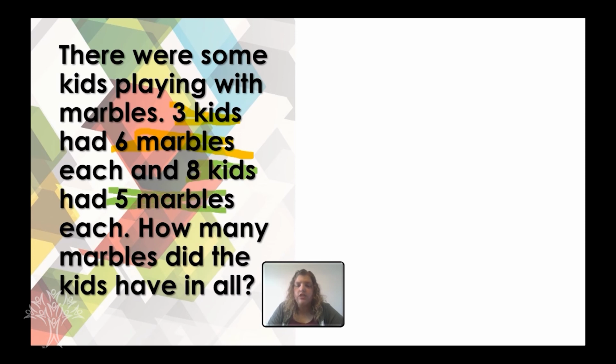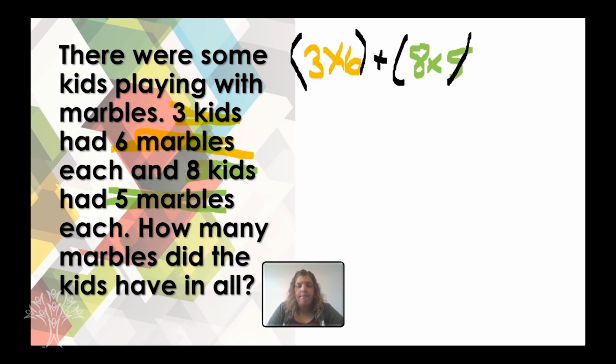So let's look at each one of those equations separately. I have 3 groups that had 6 in each. Then I also have 8 other groups that each have 5. So now that I know my 2 equations, I need to solve them separately and then add them up. I could also do repeated addition here, but I want us to get in the habit of solving those multiplication equations. So that first equation that I have 3 groups of 6.